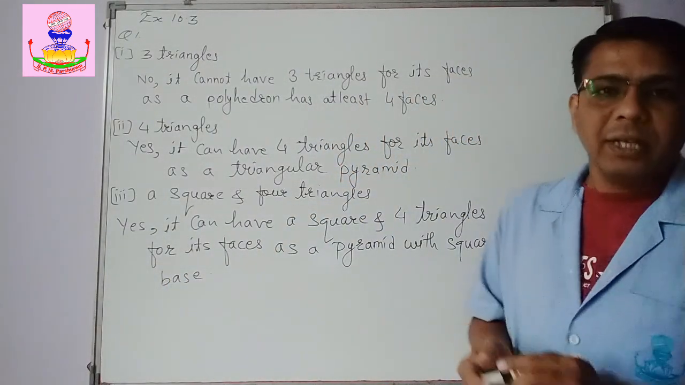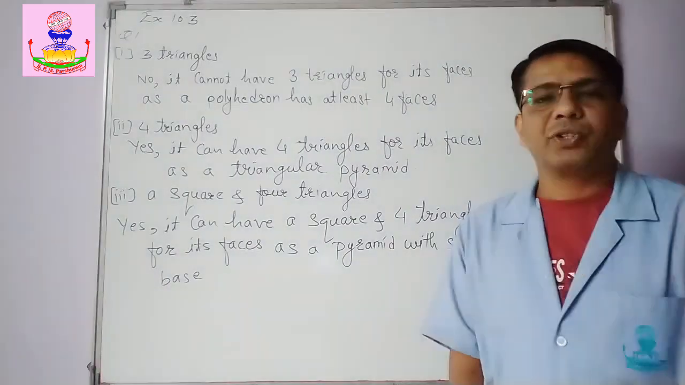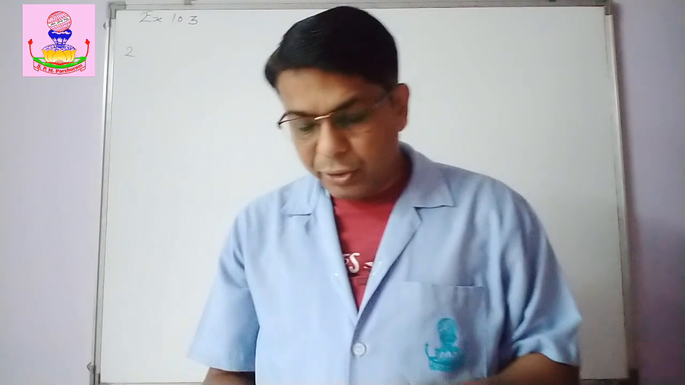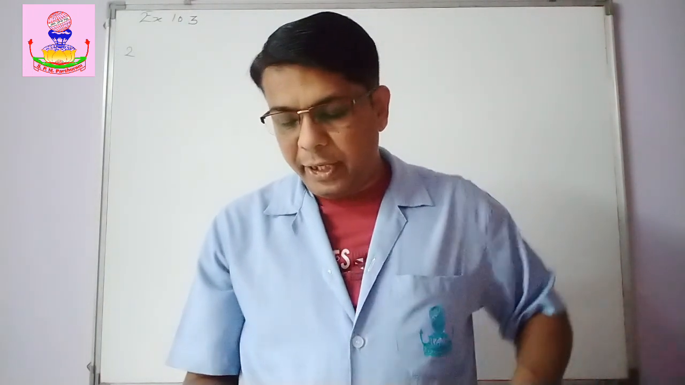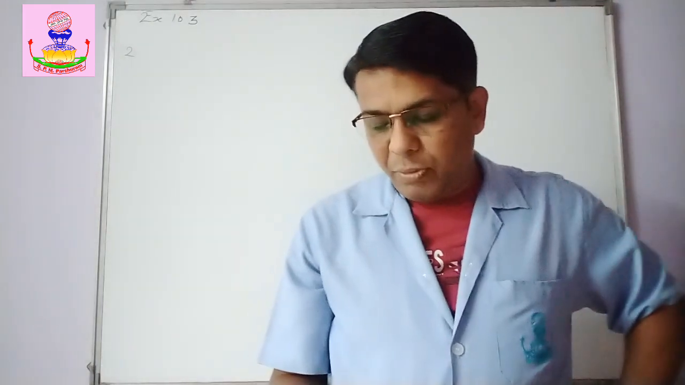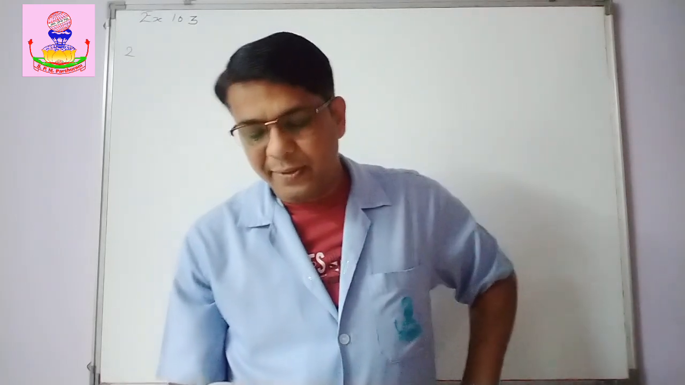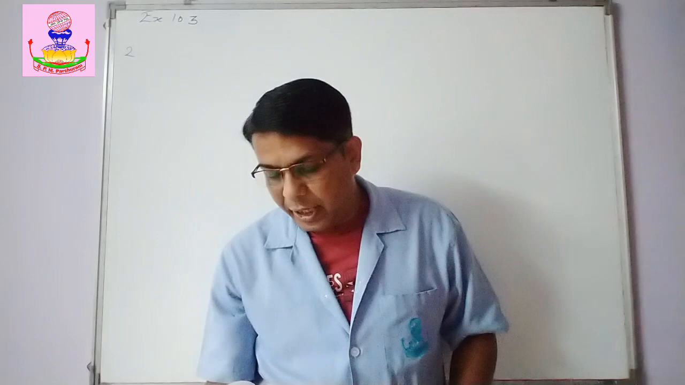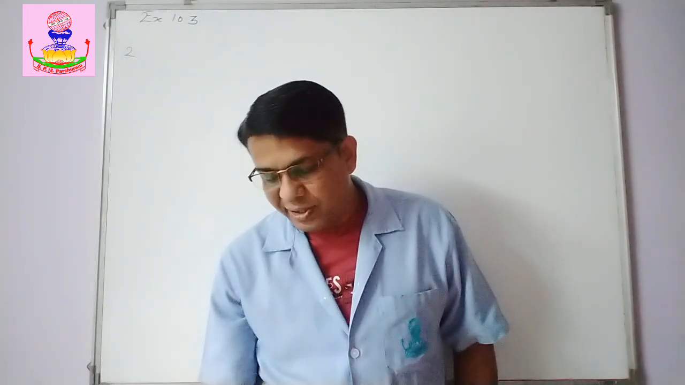Okay, now let us move to the next question, that is question number 2. Now see question 2. Is it possible to have a polyhedron with any given number of faces? They have given a hint: think of a pyramid. Yes, it can be possible to have a polyhedron with any given number of faces.